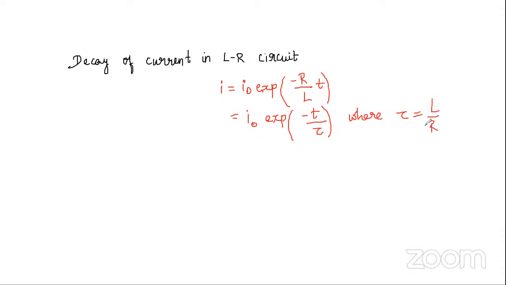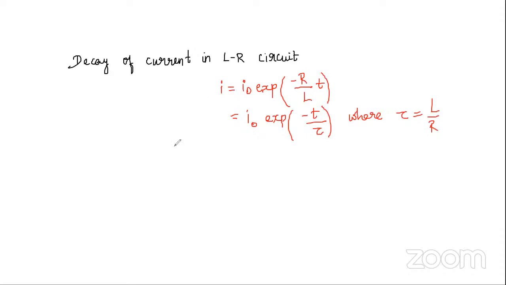So the current here decays exponentially. From this equation, you can understand that very well: I equals I naught e to the power minus t by tau. That is the exponential decay of current. Now we should consider the case when t is equal to tau, or L by R. When t is equal to L by R, what happens?